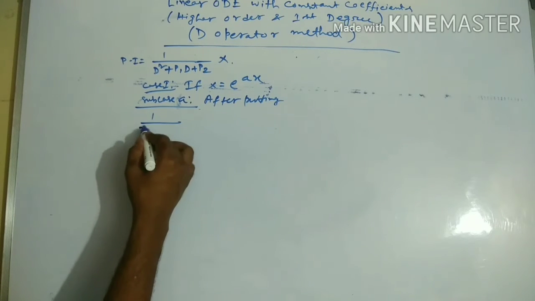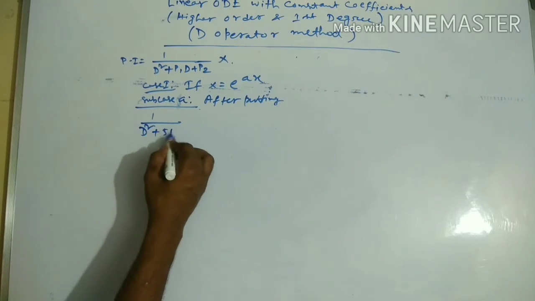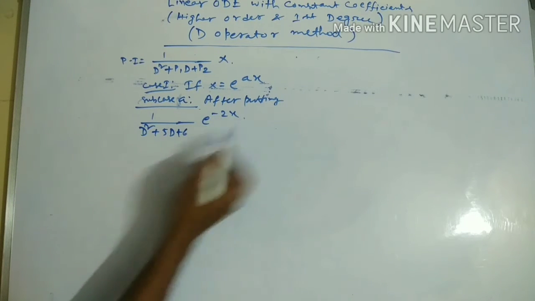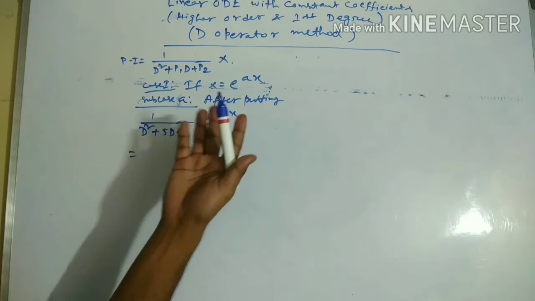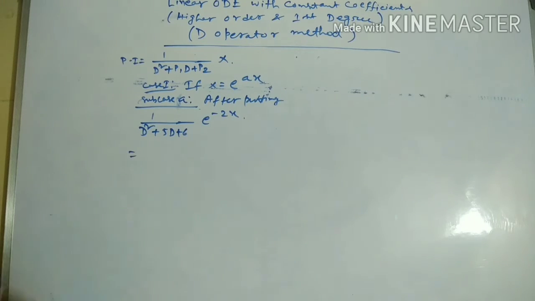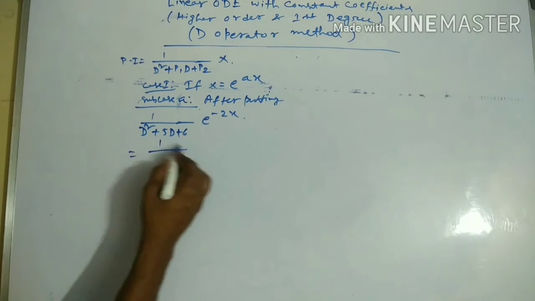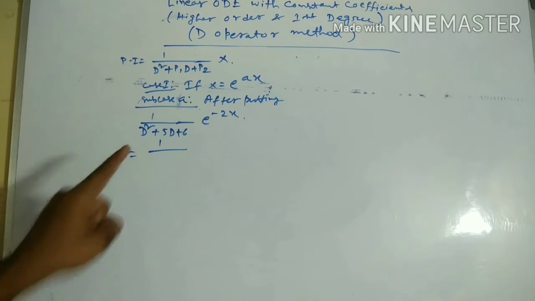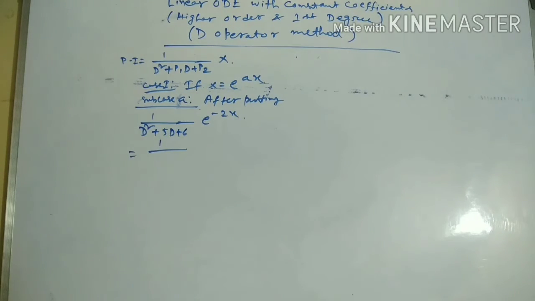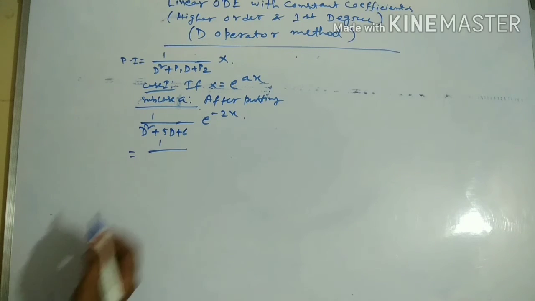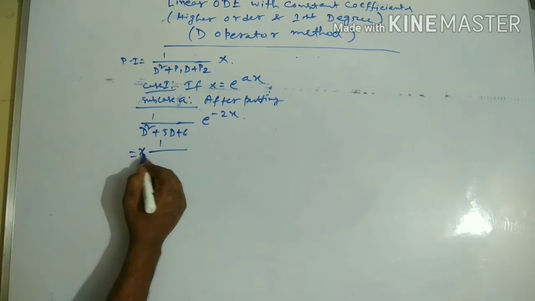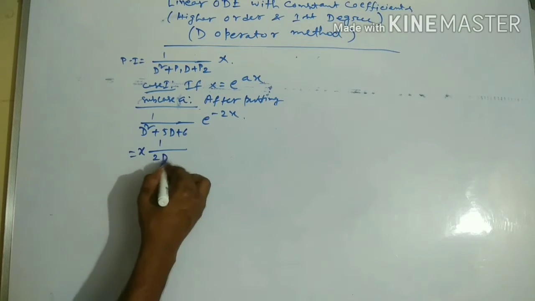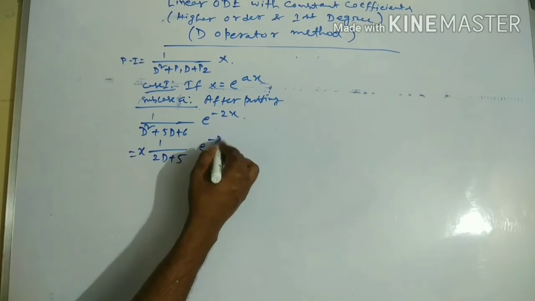1 by D squared plus 5D plus 6, e to the power minus 2x. Now see that since this is an exponential function, we know that we have to put D equal to a. Now if you put D equal to minus 2, then you see that this will be 0. So since this is 0, we have to write here x, and we have to differentiate this function once, 2D plus 5, e to the power minus 2x.